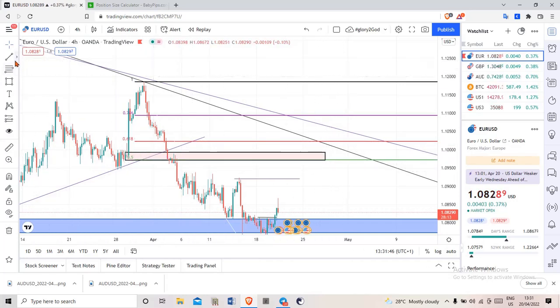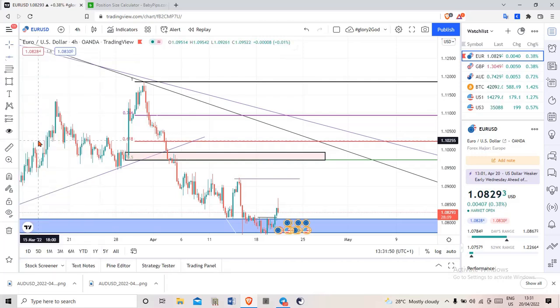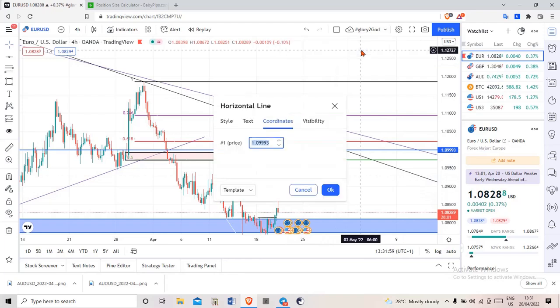The next thing you are going to be doing is get your line to know if there's a psychological level. Just place it anywhere around here. Once you've placed it, go to your settings. Go to your settings. Now, what you are looking at is that you delete this. All right. Now you want to round this number up to the nearest 50.